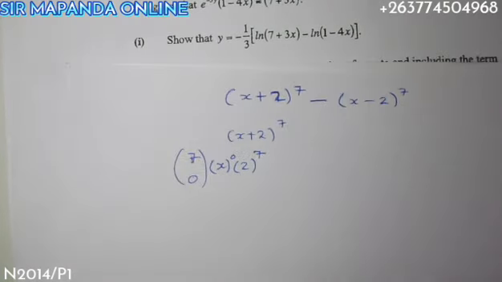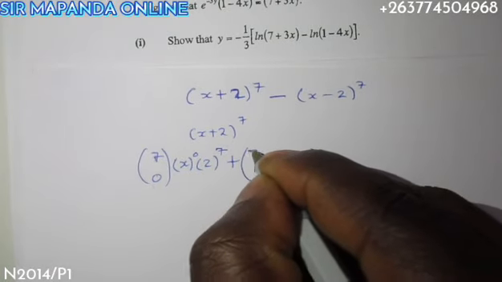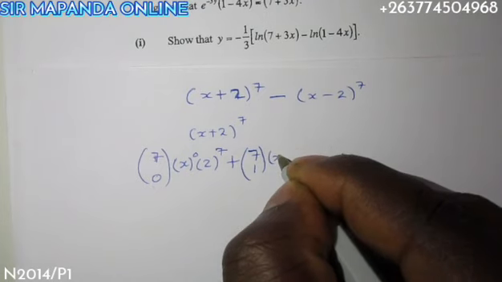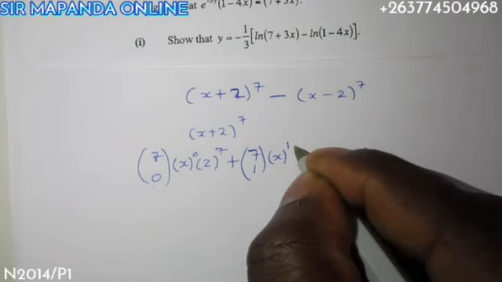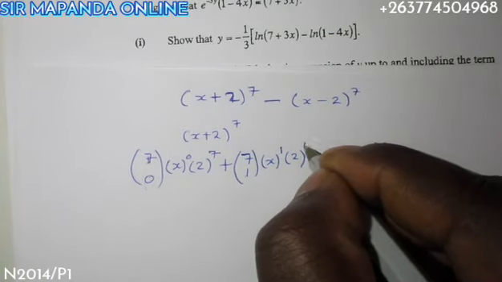Right. We are done with the first part. Move on to 7, 1. Right. So x is going to be raised by 1, whereas 2 is going to be raised by the difference. In this case, it's 6.